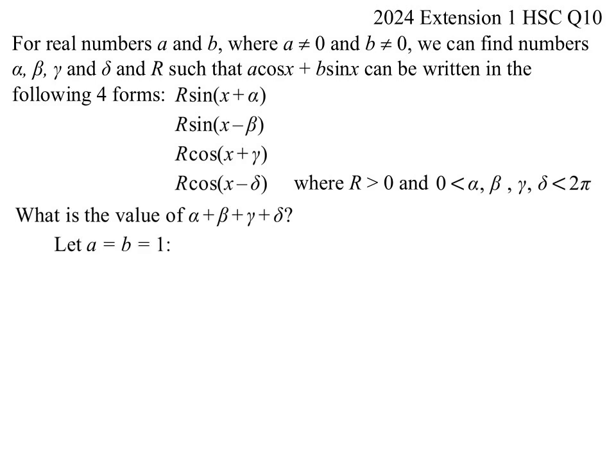To make life easy for myself, I said, well, let's just assume A and B are 1. I don't have to worry about A and B. So now I'm saying, what is cos x plus sin x? Coefficients, so 1 and 1, which means the hypotenuse is root 2. I now know what R is straight away. R is root 2. But that's not what they're asking me. They want alpha plus beta plus gamma plus delta.